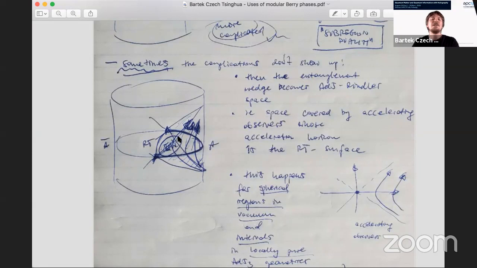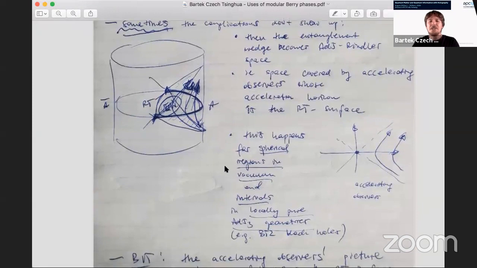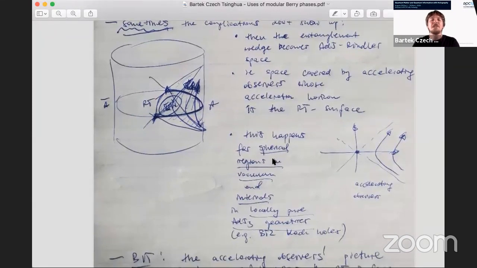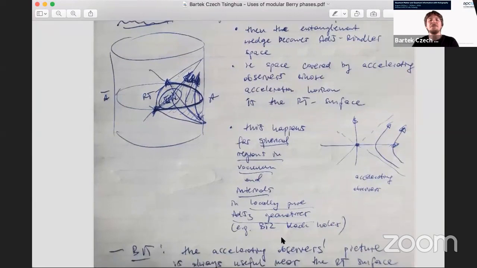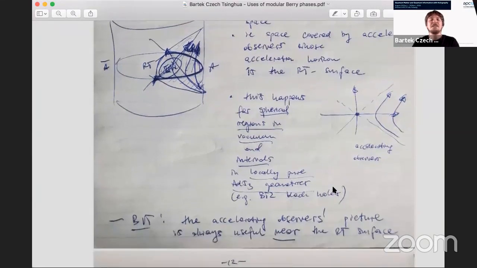It is also the part of AdS spacetime which can be both seen and influenced by a family of accelerating observers. When does this lucky situation occur? It occurs, for example, for spherical regions in the vacuum. It also occurs for intervals in any locally pure AdS3 geometry, for example, in BTZ black holes. However, it does not happen in general.